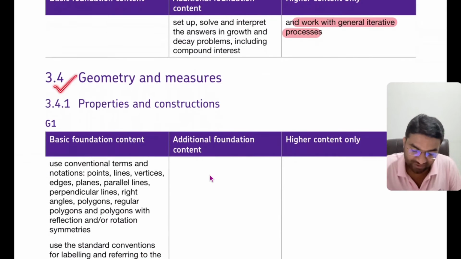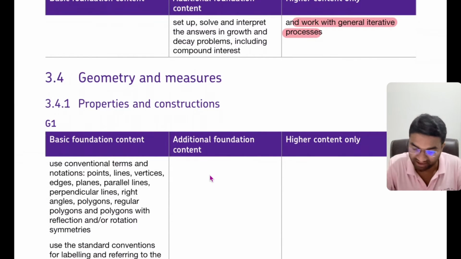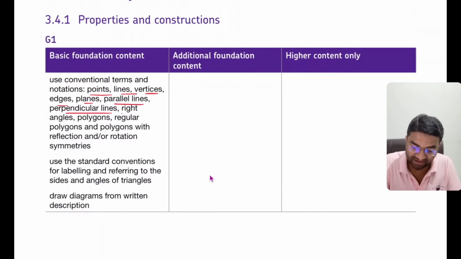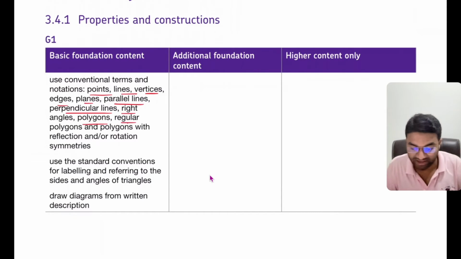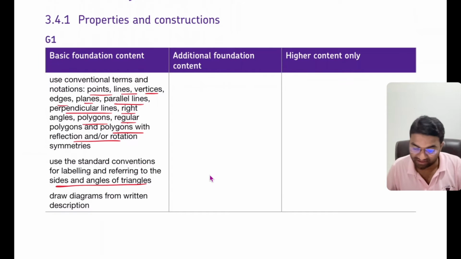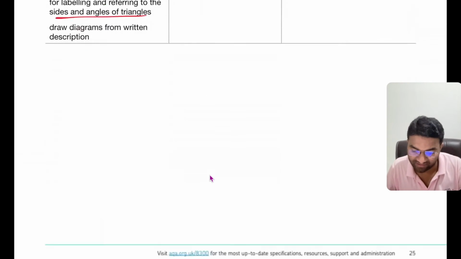Then we have the fourth topic, that is geometry and measures. So under geometry and measures, we have very small conceptual parts, such as point, line, vertices, edges, then planes, parallel lines, perpendicular lines, right angle, polygon, regular polygons, and polygons with reflection, rotation, symmetry. Okay, then next the sides and angles of the triangle, draw the diagram from the written descriptions. So those are part of the foundation.